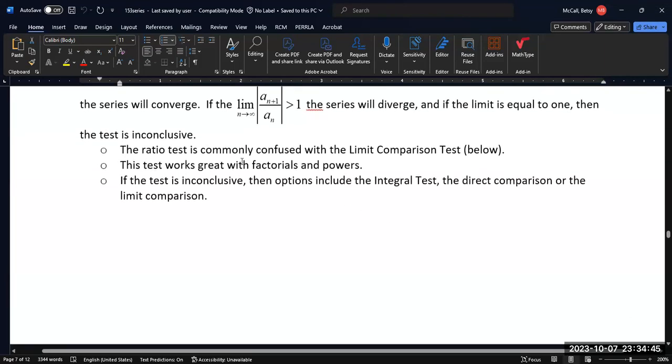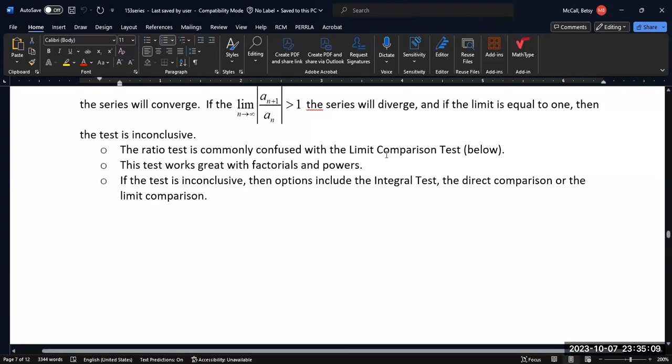Now, I have seen sometimes students confuse this test with the limit comparison test. We will see the limit comparison test in the next video, but they are very different. In the ratio test, we're comparing consecutive terms in the same sequence, whereas in the limit comparison test, we're actually going to compare terms in 2 different sequences.